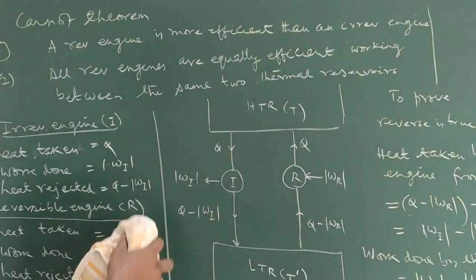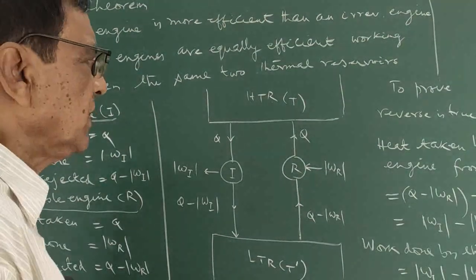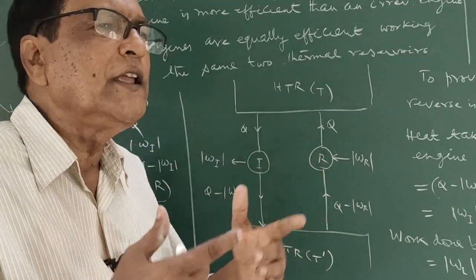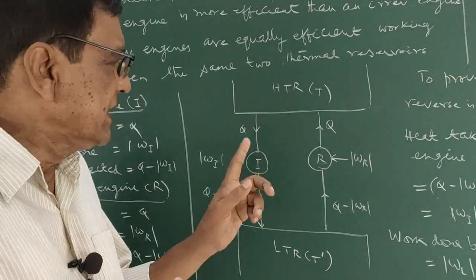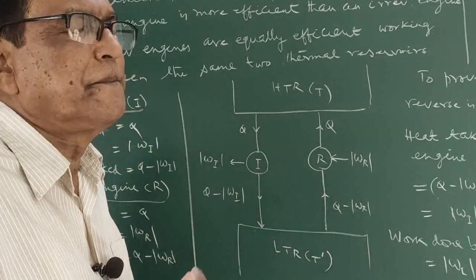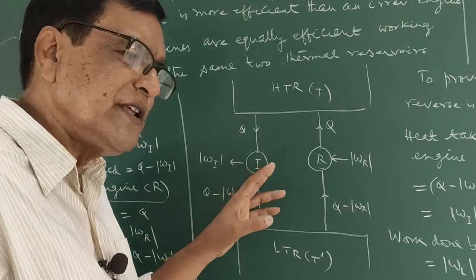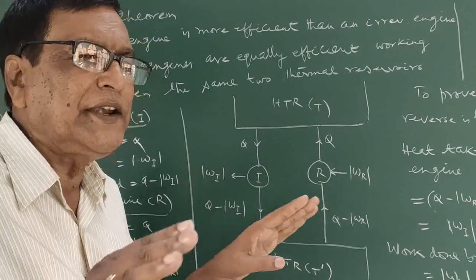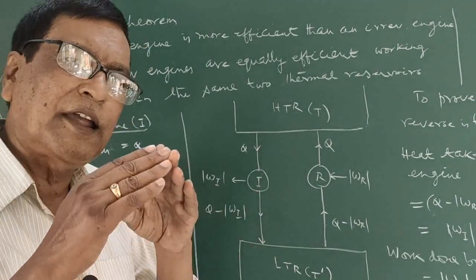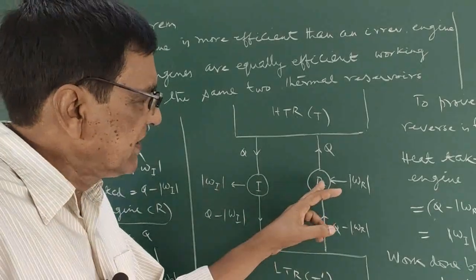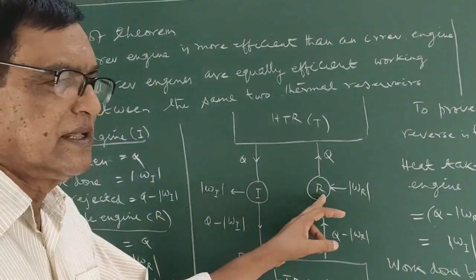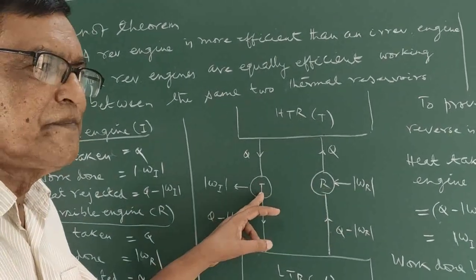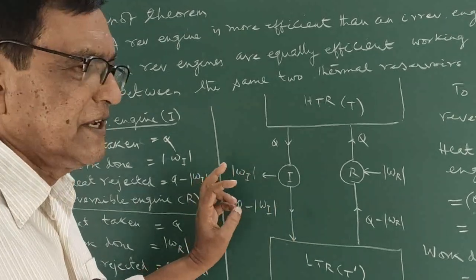And the second one, if we consider, refrigerators can only be reversible engines. An irreversible engine cannot be reversed. So an irreversible engine could not be acted as a refrigerator at any time. So here the reversible engine we have used as a refrigerator, and the irreversible engine is taken as the engine.